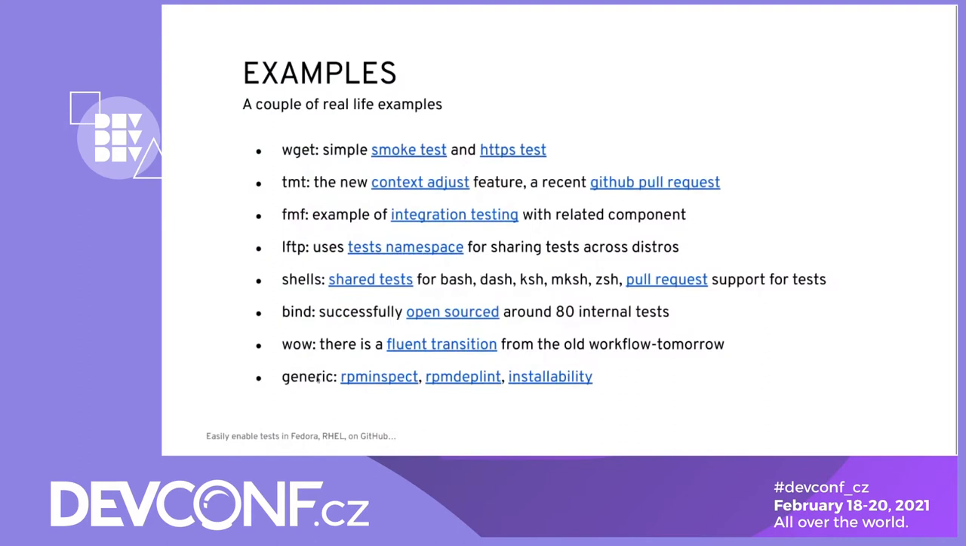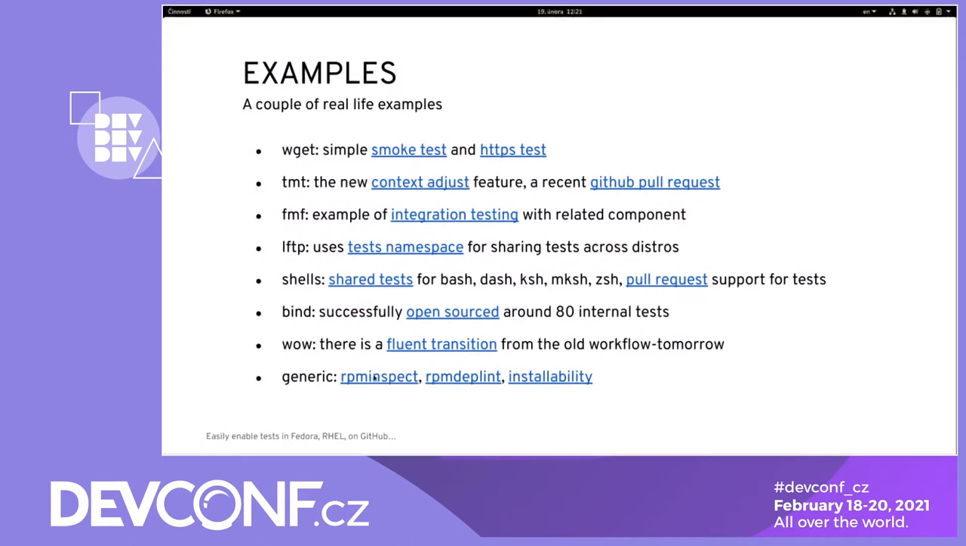Also, during tests are using FMF in the CI pipeline to define how they would be run. So RPM inspect, for example, has the discover step and other provision description and all the stuff. So that would be enough of examples.